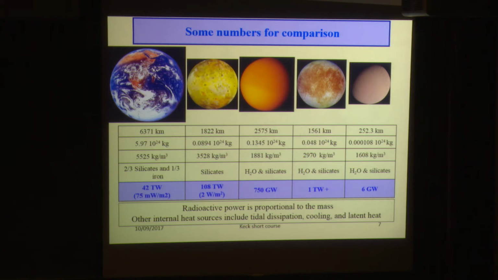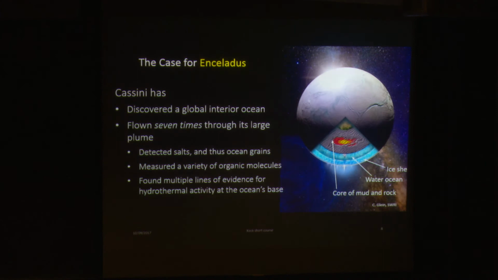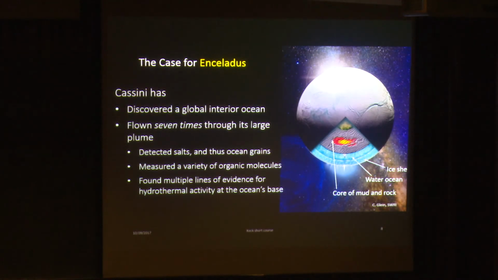I have some other numbers, but I think it's important to realize that we can go from very small bodies like Enceladus to much bigger ones like Europa, 1,500 kilometers, and Titan. And gravity is going to be very different, which means that the way stress increases with depth is also going to be very different on Enceladus and on Europa, if you want to compare both of them. Okay, so the case for Enceladus.